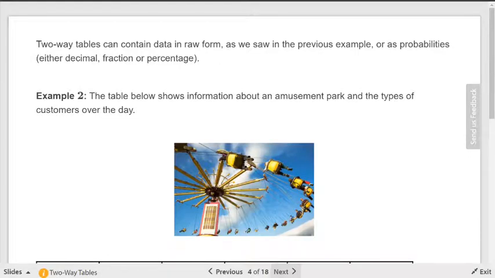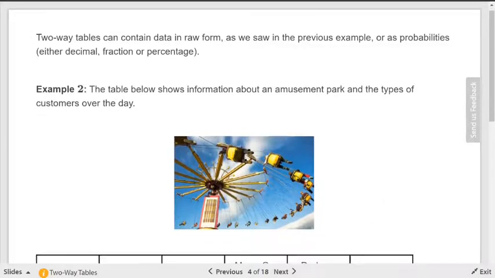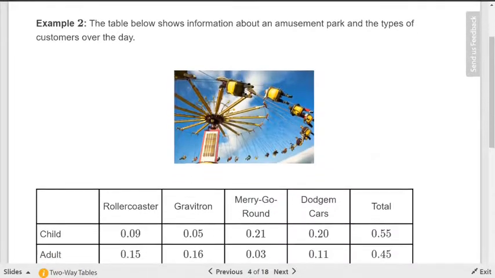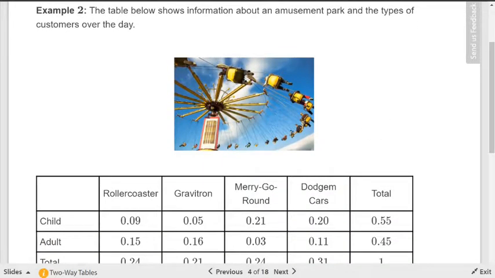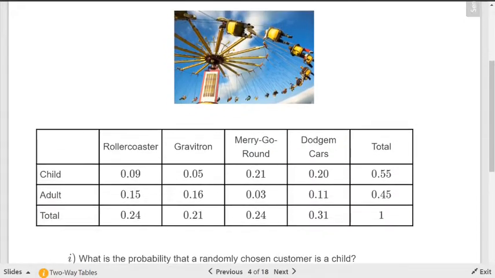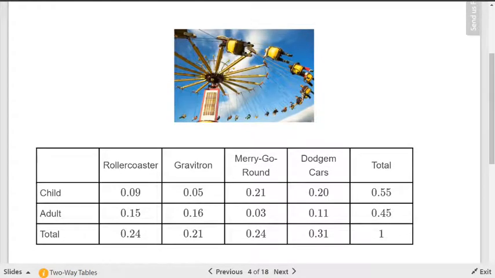I like the tables too. All right. They can contain data in raw form, like you just saw. So we're just talking about numbers of students. But you can also have probabilities in your table as well. Okay? So look at this example. The table below shows the information about amusement parks and the types of rides and customers over the days. So they've got all of these different rides.